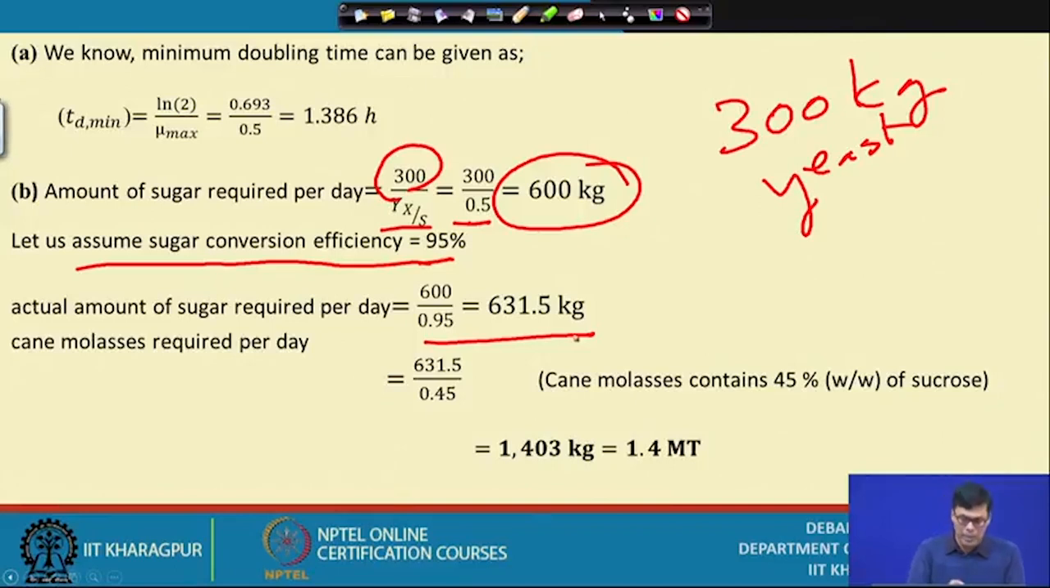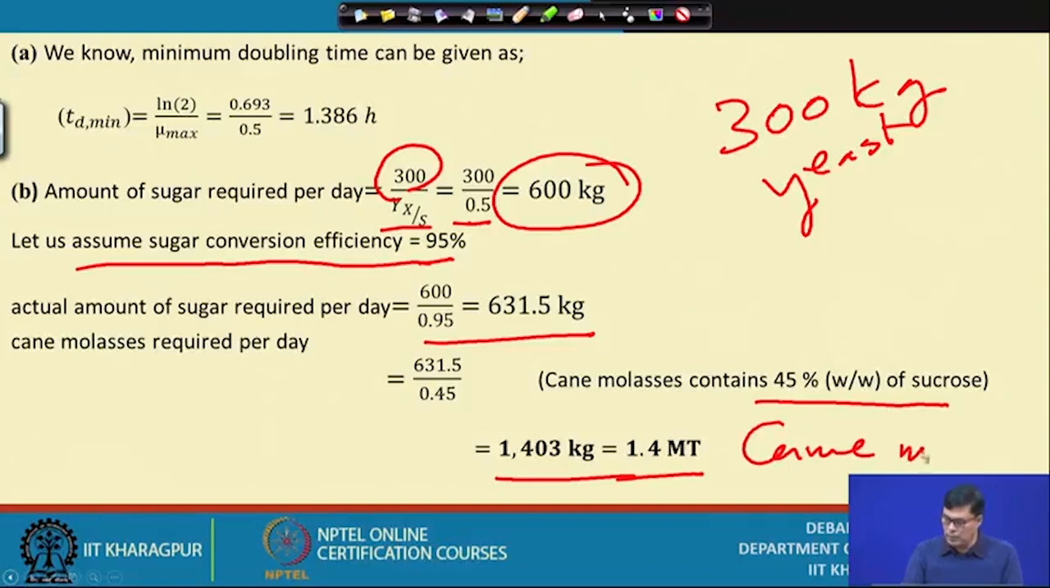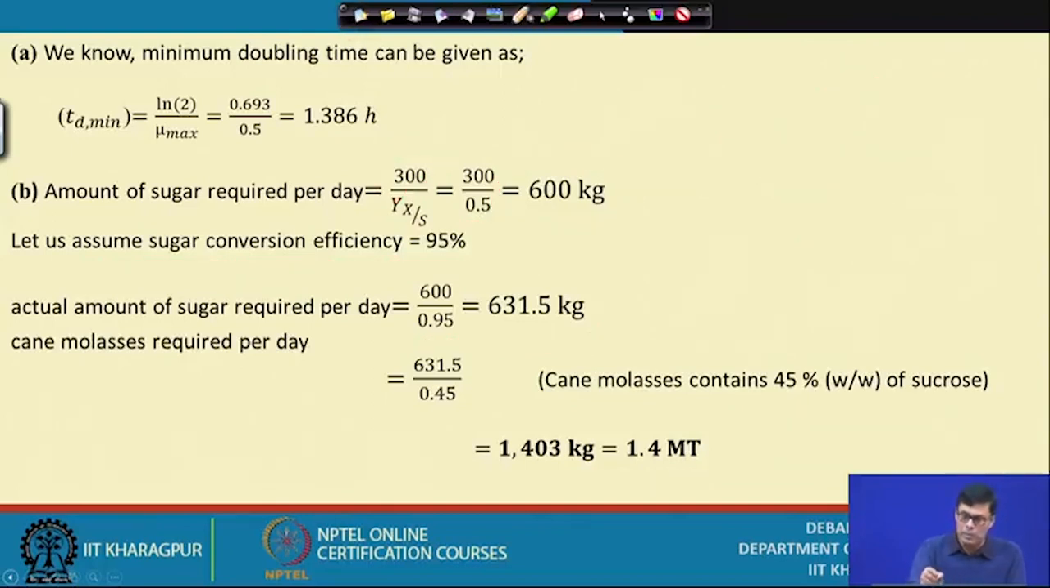631.5 kg. Now, cane molasses contains about 45% weight by weight of sugar. So if you divide by 0.45, then you will get 1.4 metric tons of the cane molasses. This is the cane molasses that we require for this. So the second part of the problem can be solved very easily.